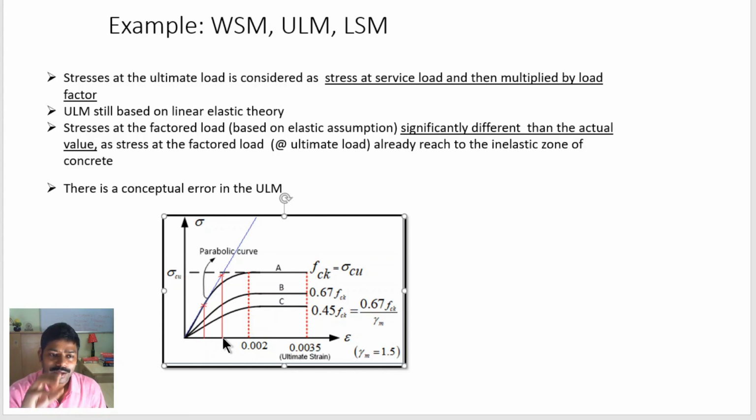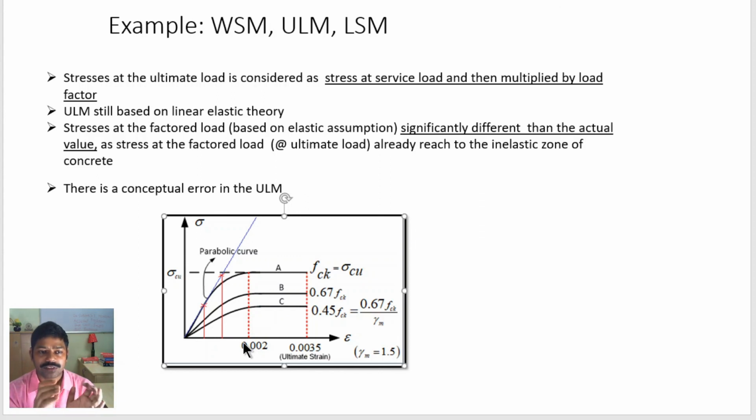Whatever calculation you do as per the ultimate load method, this will be the strain, because it is still based on the linear elastic theory. But in the actual concrete the strain will be somewhere here, which is more. So the stress or strain calculated as per the ultimate load method will be significantly different from the actual concrete, because the concrete has already reached the inelastic zone, but the factored load method or ultimate load method is still based on the linear elastic theory. So you can say this is one flaw in the ultimate load method, a conceptual error.